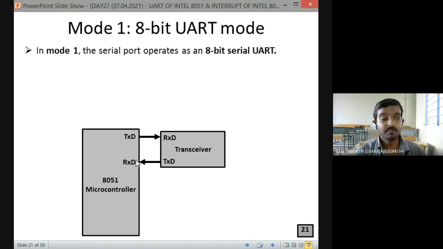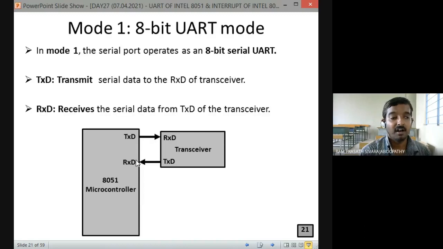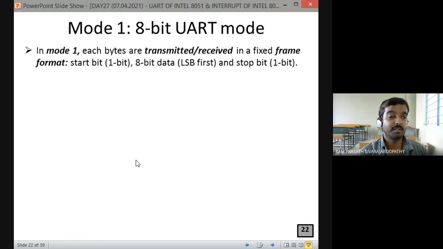So in mode 1, the serial port operates as an 8-bit serial UART. TXD is used for transmission of serial data. RXD receives the serial data from the TXD pin of the transceiver. Already we have said it is an 8-bit UART, so let us see what its frame format looks like.